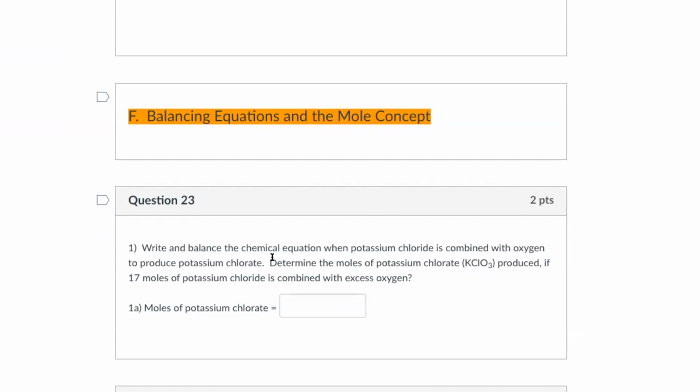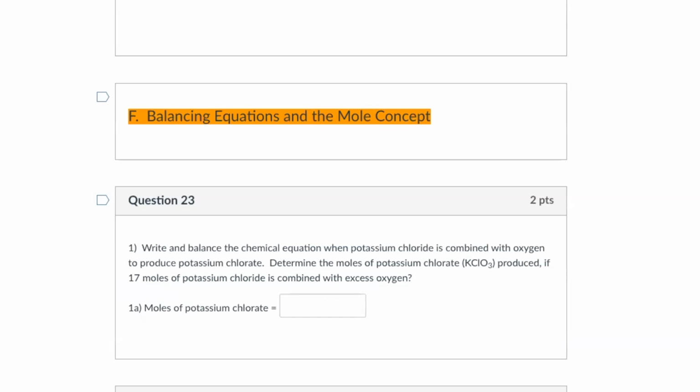Write the balanced chemical equation when potassium chloride, KCl, is combined with oxygen, O2, to produce potassium chlorate, KClO3. I tell you what it is. So you need to write the balanced equation first, and then you can do this. I tell you 17 moles of potassium chloride is combined with excess oxygen. What amount of potassium chlorate is produced? So that one's not so difficult.